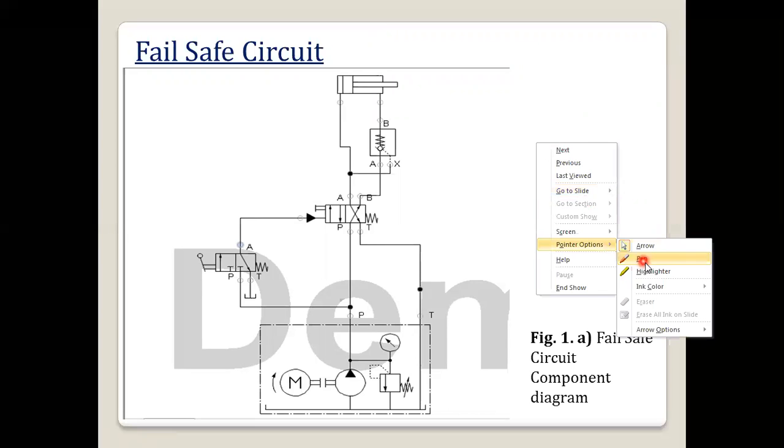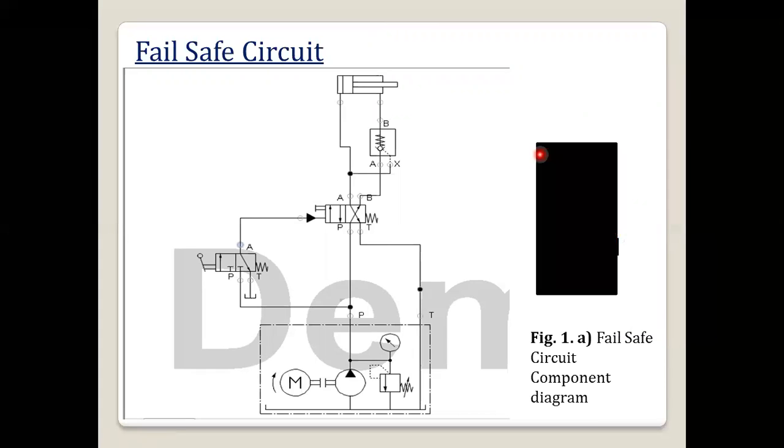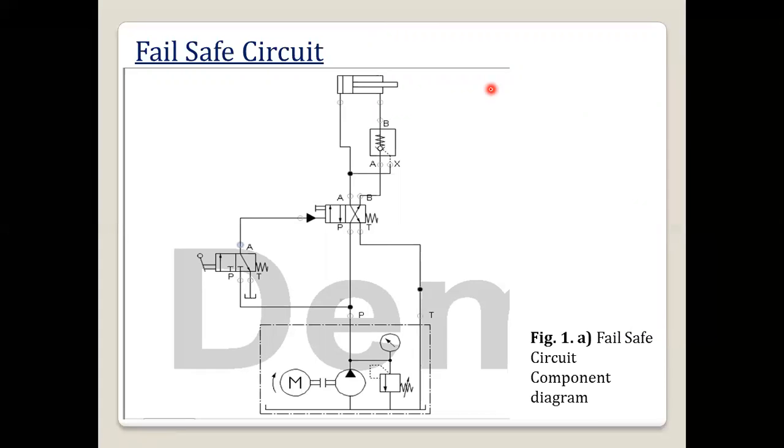Fail-safe circuit, as the name indicates, means safe. So in the industry, to avoid injury to the workers and for the safety of the system, we need to use this fail-safe circuit, so that whatever damage could occur can be avoided. So this circuit diagram I have prepared in the FluidSim simulation software.